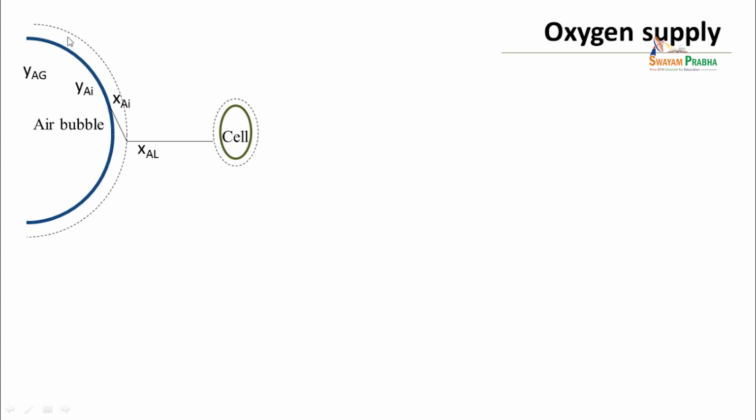I have artistically represented an air bubble by this hemisphere or a semicircle here. They are actually spheres, approximately. I've just represented this by a hemisphere in 2 dimensions, a semicircle. This is the air bubble and this is the cell. This is the liquid medium in which both are present, our system actually. What happens is oxygen from inside the air bubble moves to the liquid and then moves to the cell.